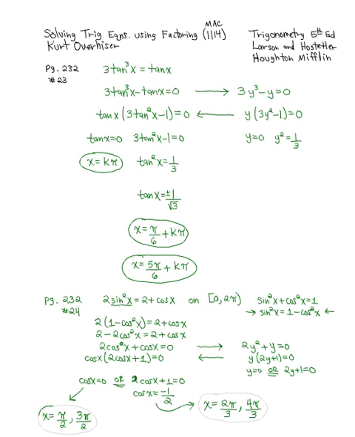So these are the solutions to our problem. We get 4 solutions: pi halves, 3 pi over 2, 2 pi over 3, and 4 pi over 3 for this example.